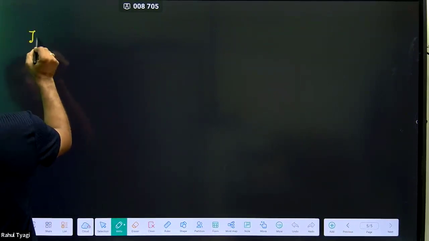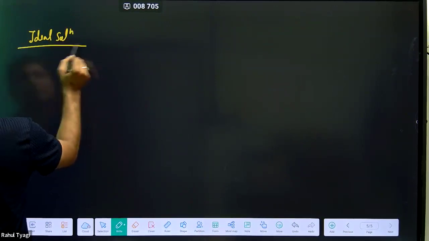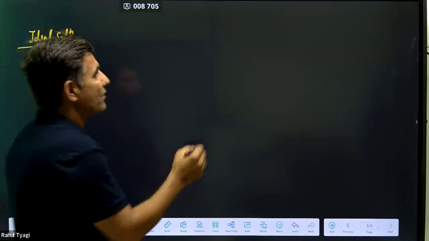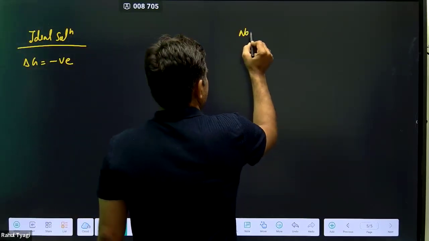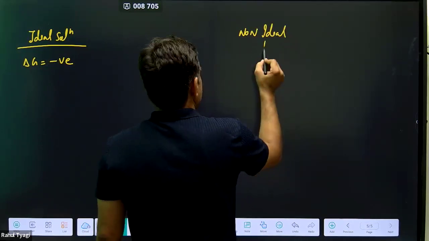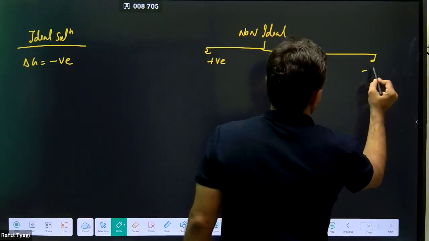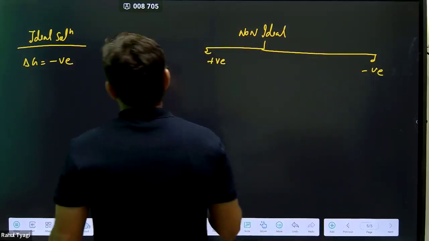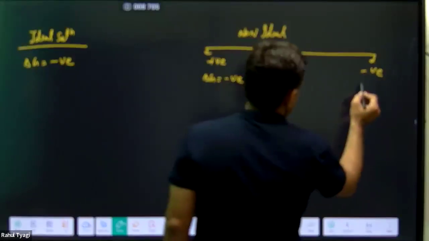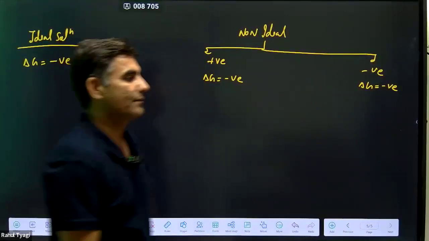For an ideal solution, delta G is negative. For a non-ideal solution, for positive deviation and negative deviation, delta G is also negative. Try to understand this one also.